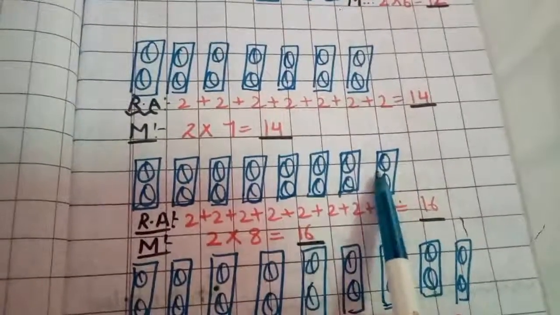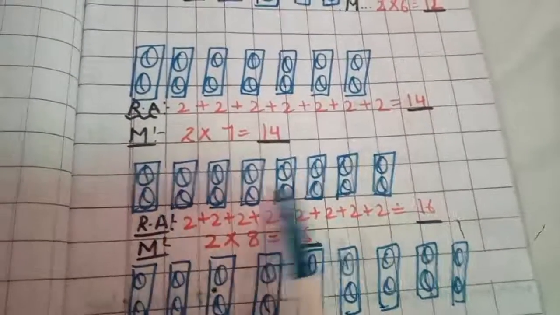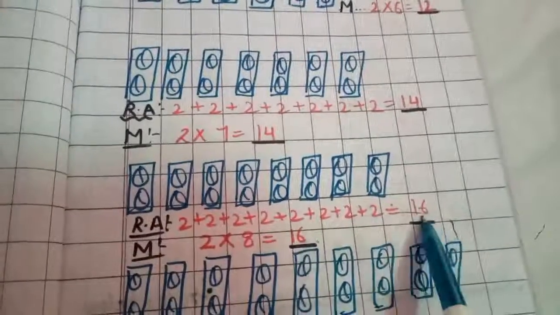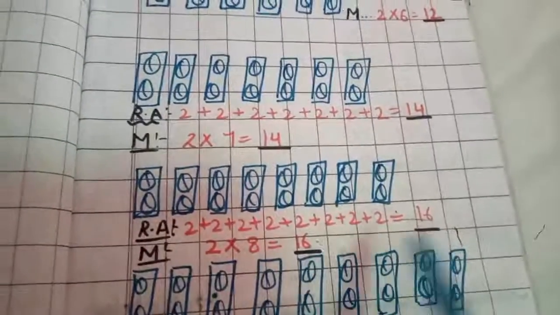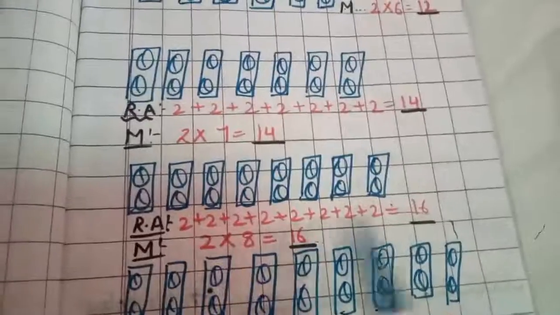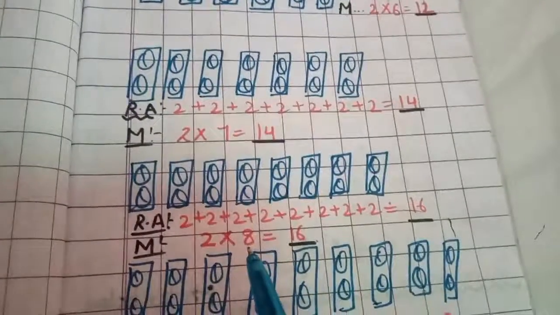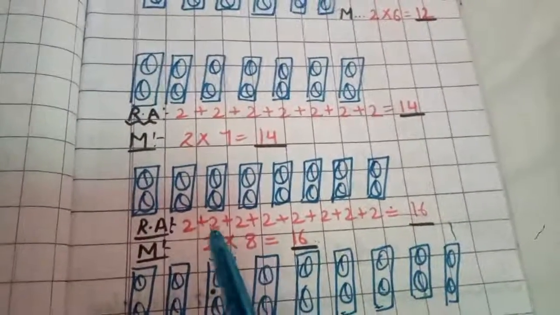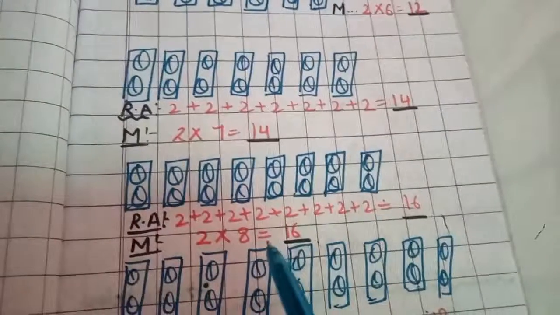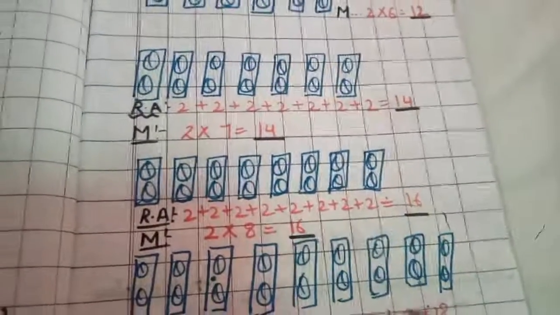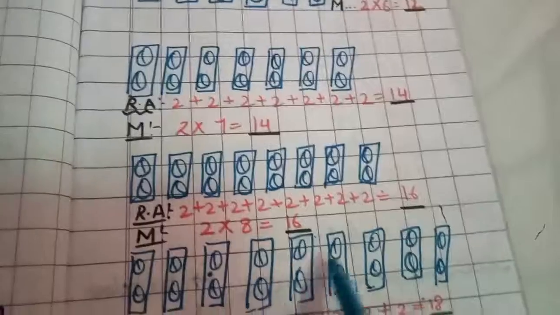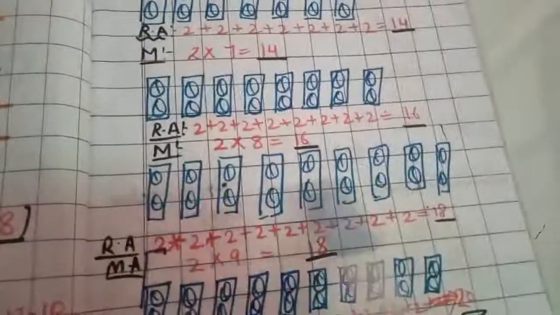Same goes with the 8 also. 8 boxes here. Each box has 2 balls. So what is the answer for the sum of all the balls? 16. And we'll change the repeated addition into multiplication. It's 2 multiplied by the count of all the boxes. That's 8 boxes. So I will get the same answer, 16. 2 eights are 16.